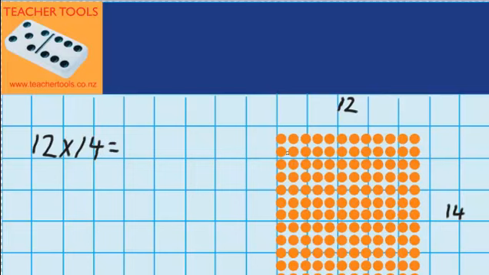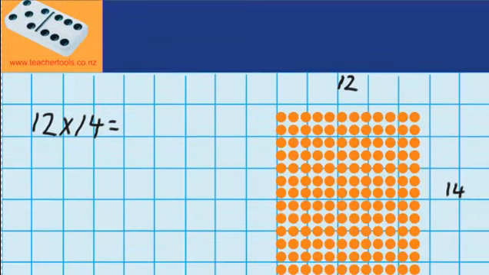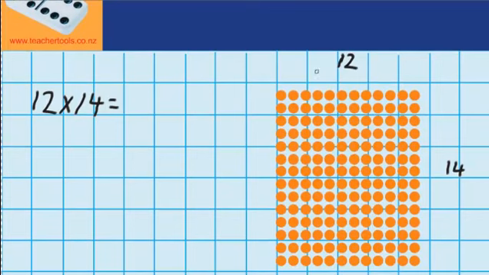Now you can see over here I've got an array of circles. There are 12 columns, and inside each of those columns you can see there are 14 circles. So now I'm going to see if I can break this array up into various parts and work out how many circles are in each part.